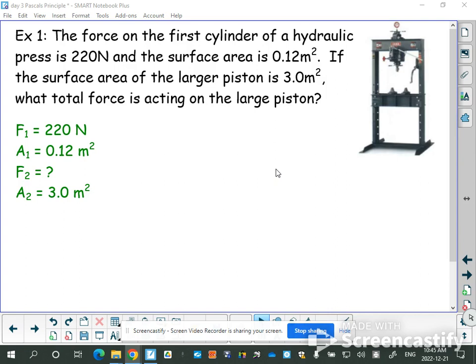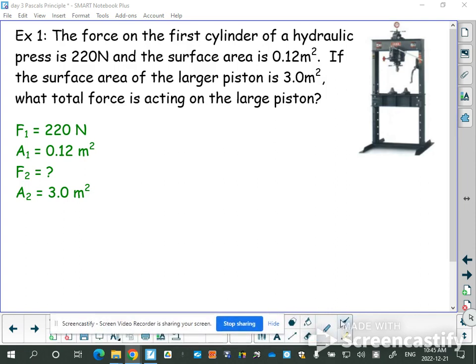Remember, the whole point of this is to be able to apply a smaller force in order to get a larger force out of the system. It basically makes the whole thing a little more efficient. So how does this work?